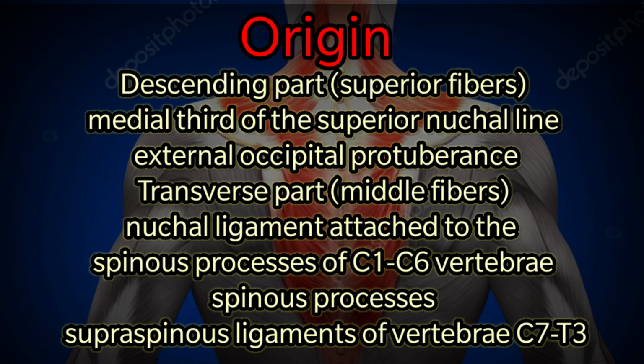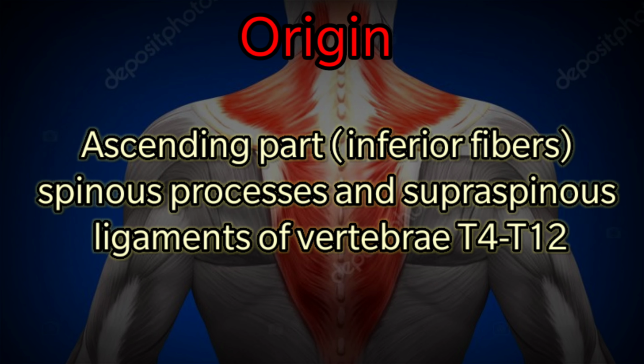Transverse part, middle fibers: nuchal ligament attached to the spinous processes of C1 to C6 vertebrae, spinous processes and supraspinous ligaments of vertebrae C7 to T3. Ascending part, inferior fibers: spinous processes and supraspinous ligaments of vertebrae T4 to T12.